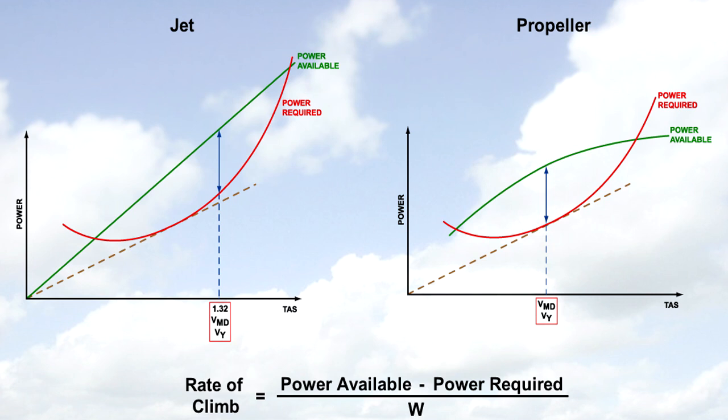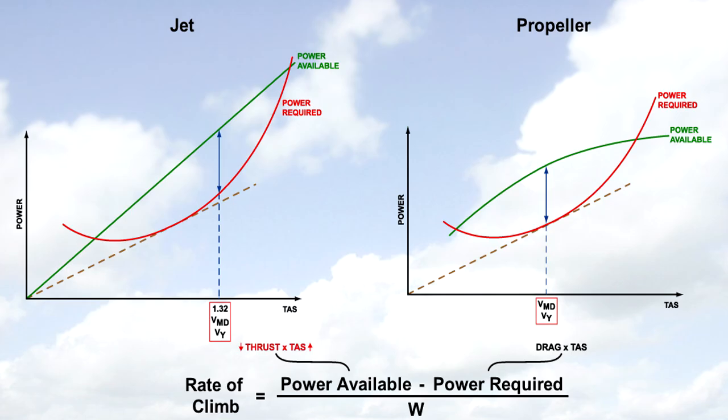Density is another important factor that affects the rate of climb. However, density also affects a lot of the variables in the formula for the rate of climb. Shown here is an expanded rate of climb formula, reminding you that power available is thrust multiplied by true airspeed, and that power required is drag multiplied by true airspeed. Let's just focus on the power available for the moment.